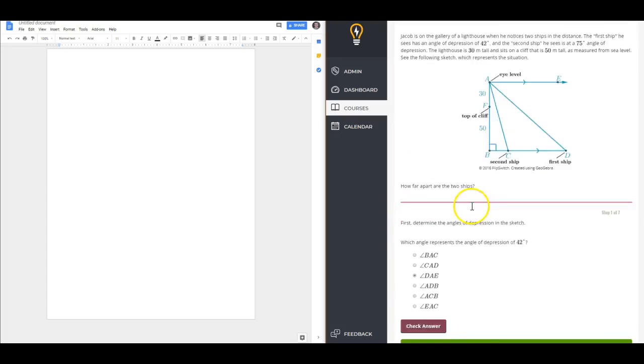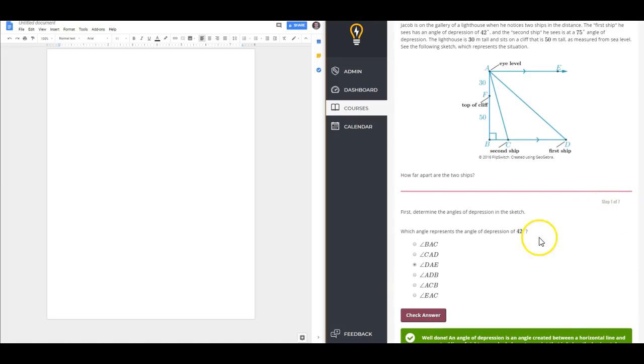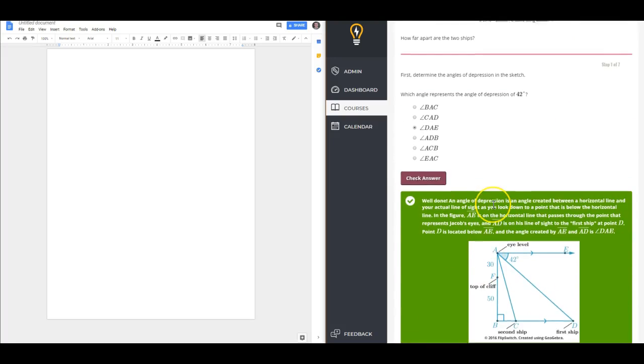So that's our ultimate goal, and this is the breakdown of it. First, determine the angles of depression in the sketch. Which angle represents the angle of depression of 42 degrees? The 42 degrees was the sight to the first ship, so I'm looking for the first ship, which is D. There's eye level, the straight line for eye level, which is E. So it's DAE. If you click on it, check answer. Well done.